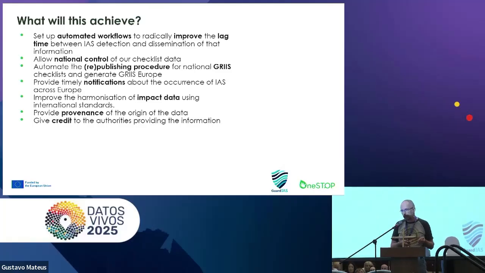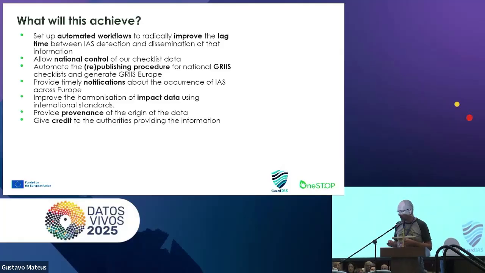We also want to give countries control of their data, and that's somewhat political, but it means that if a country has a checklist that they feel ownership of, they can also feel ownership of the problem as well, and trying to reduce that.